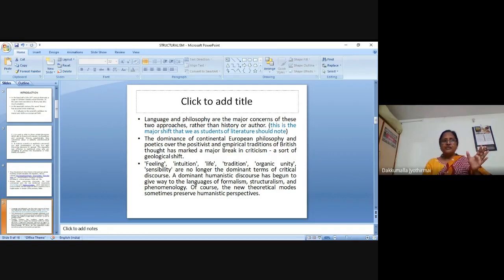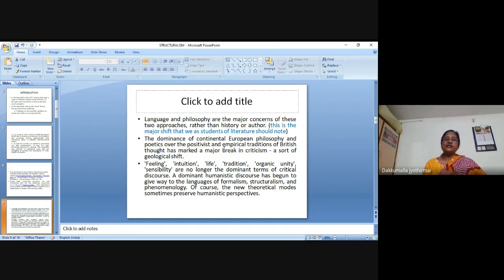And also, as I told you, the four kinds of meaning which I.A. Richards gave include tone, feeling, intention, etc. And we also have sensibility, if you go to the Romantic period and ask what poetry or the language of poetry is. So till the 1950s, we were very much aware of these words like tradition, organic unity, feeling, sensibility, etc. But now they are no longer the dominant terms of critical discourse.